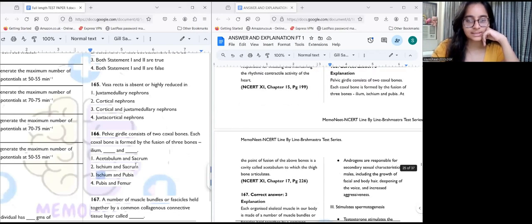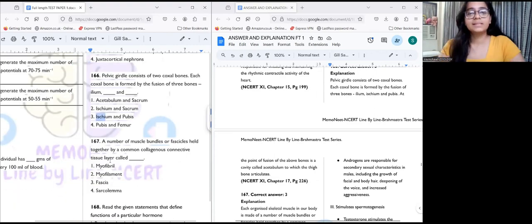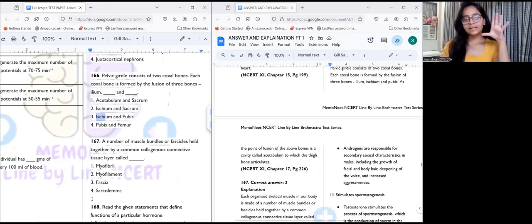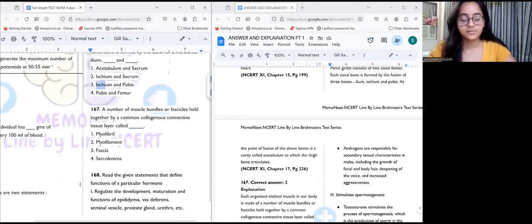Next question, 167. A number of muscle bundles or fascicles held together by a common collagenous connective tissue layer is known as what? The answer is 3. Anything that holds a lot of things together. So fascicles are held together by fascia. What are fascicles? Muscle bundles. So the answer is fascia.